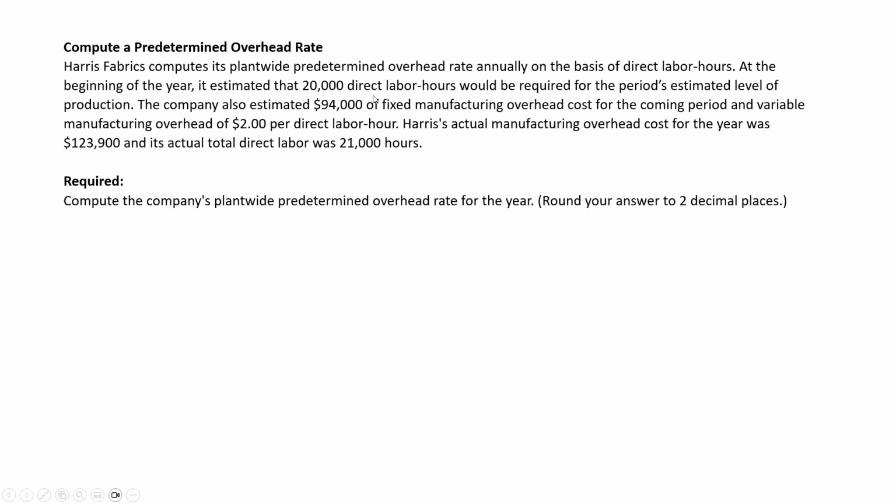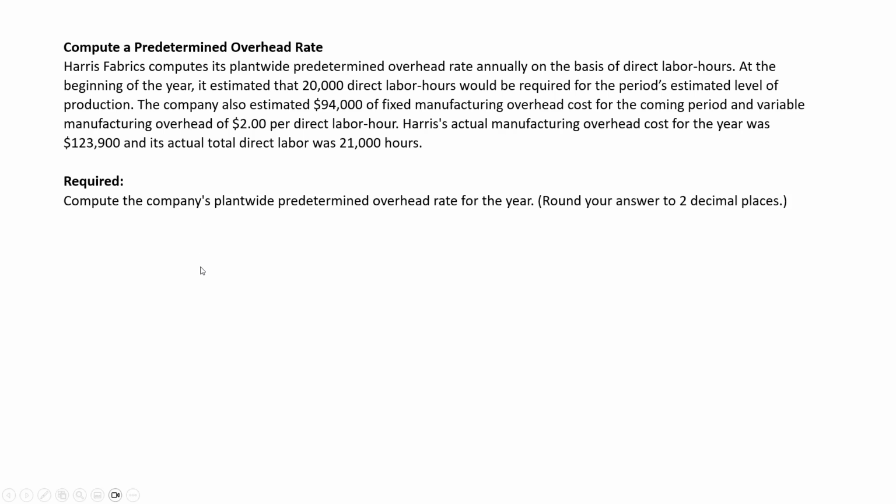Also note as I work through this problem, they've got several estimates. They believe at the start of the year that they're going to have 20,000 direct labor hours. They believe their total fixed manufacturing overhead is going to be 94,000, and their variable overhead is going to be consumed at a rate of $2 per direct labor hour. Again, that's all estimated information. After the fact, at the end of the year, they recognized their actual overhead for the year was 123,900 and actual direct labor hours was 21,000.